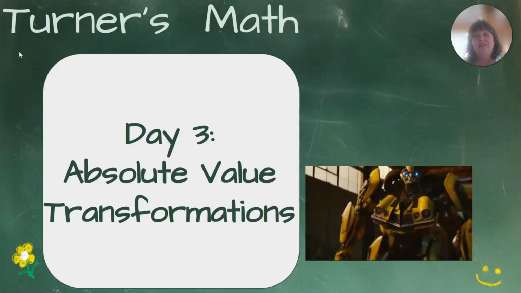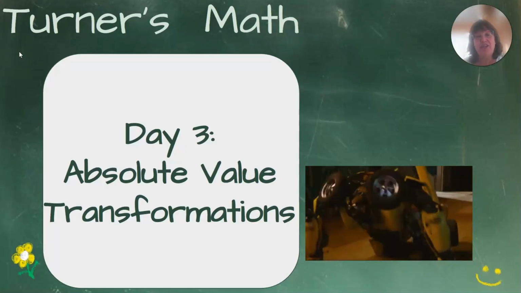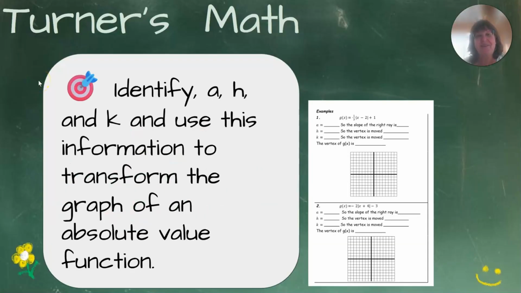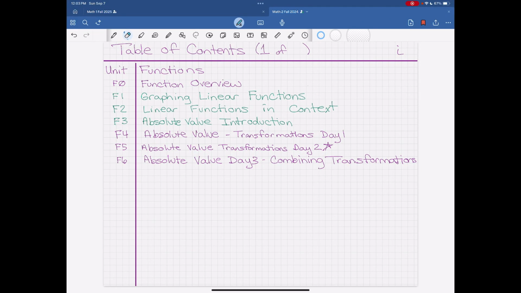Turner here with day 3 on absolute value transformations. Our learning target is to identify A, H, and K and use this information to transform the graph of an absolute value function. Okay, add to your table of contents F6, absolute value day 3, combining transformations.